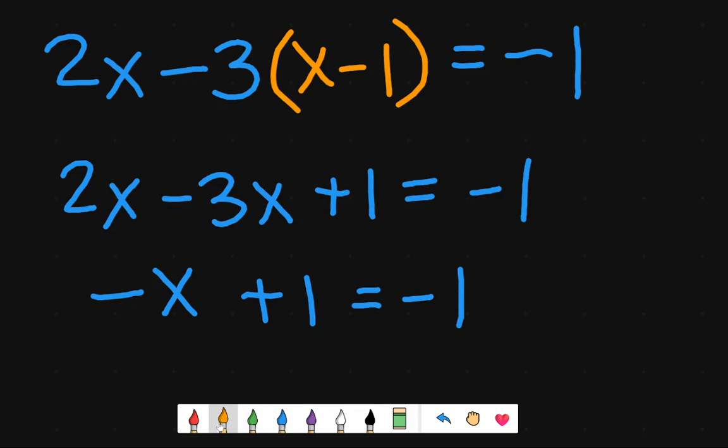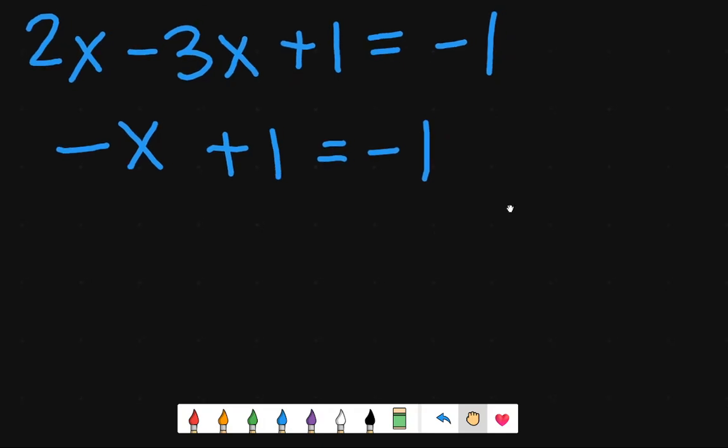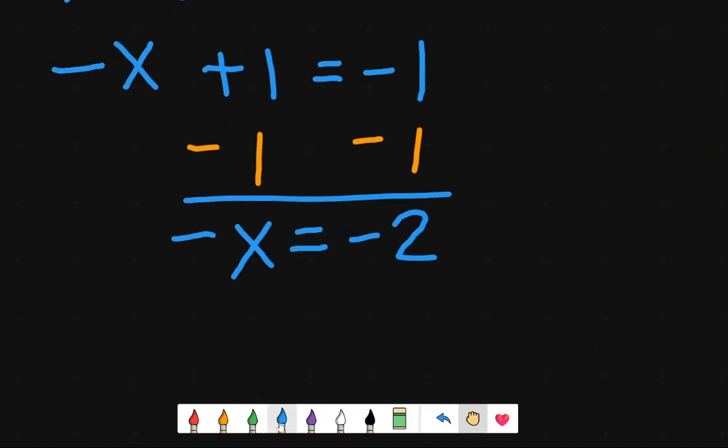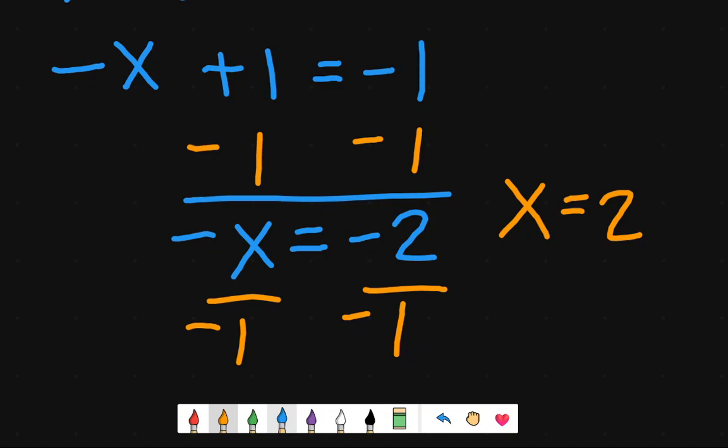The next step is to get rid of the +1 by subtracting 1 from it. So we subtract 1 from 1, and we subtract 1 from -1. And we'll have -x is equal to -2. And we cannot leave that x as a negative, so that's a -1 times x. So that means we must divide both sides by -1. Divide both sides by -1. And our answer for x is equal to 2. -2 divided by -1 is 2.